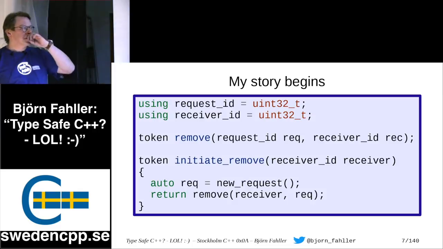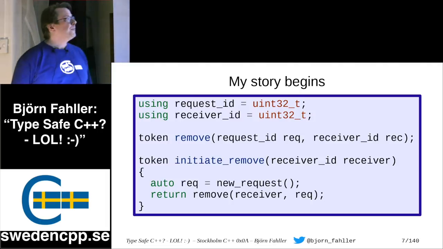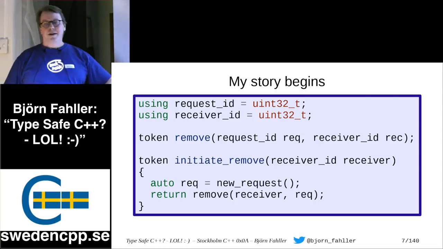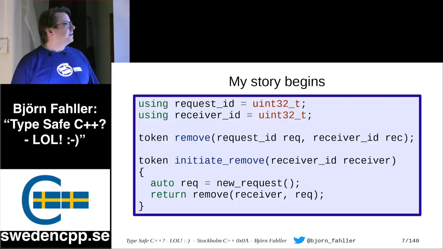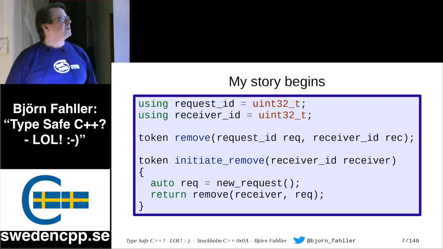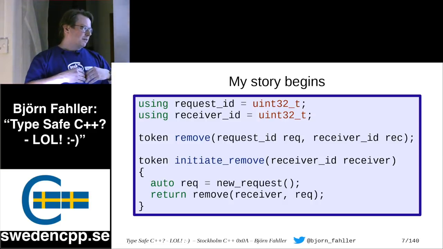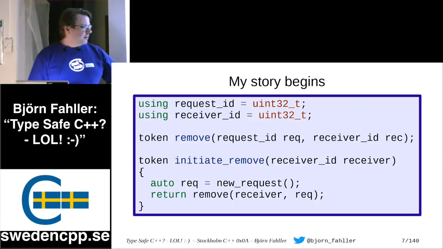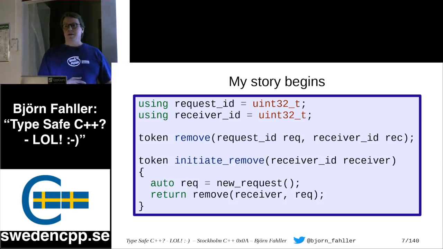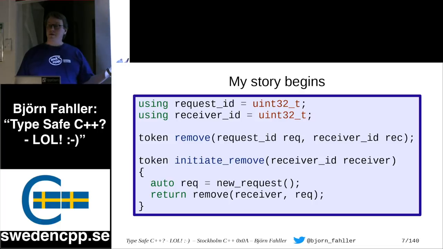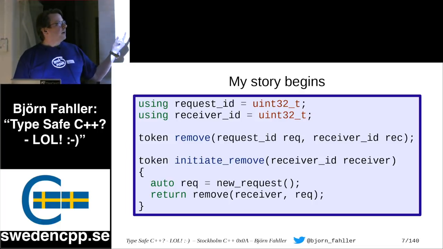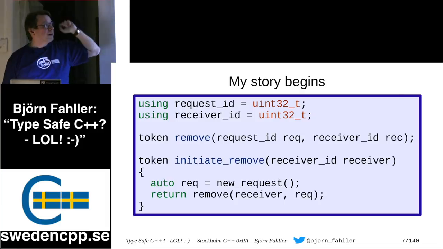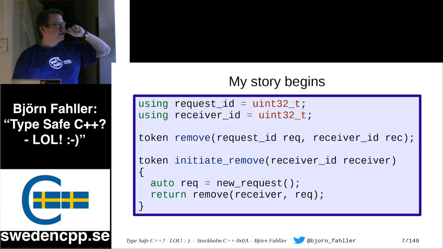Right, so type safety in C++. My story begins with a bug that I had. I developed a communications protocol. This is nothing like the real code, but the real bug that we had is here. So I have two types, a request ID and a receiver ID. And the thing here is that I want to initiate a request to remove a receiver. So I allocate a request ID and I remove the receiver. And do you see the bug? What is the difference between request ID and receiver ID? Well, that's spelled differently, but that's pretty much it.